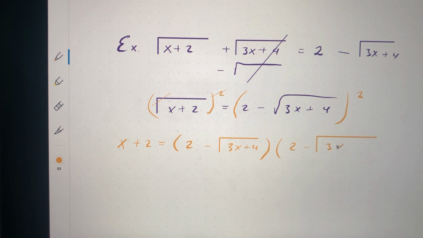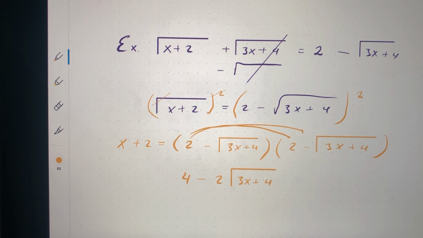And so let's just multiply the 2 out and see what comes out. 2 times 2 is 4. 2 times negative square root is negative 2 square roots 3x plus 4. Negative square root times 2 is negative 2 square roots 3x plus 4. And then negative times negative is a plus, and we have the same square root twice. Now the last term, we do have just one root and one square, so these cancel off. But the first two square roots, they remain in the equation.